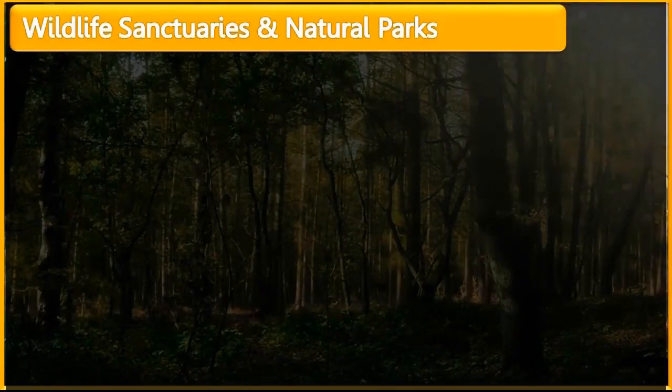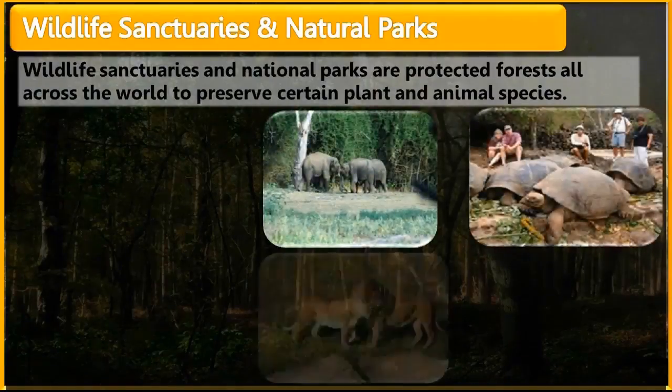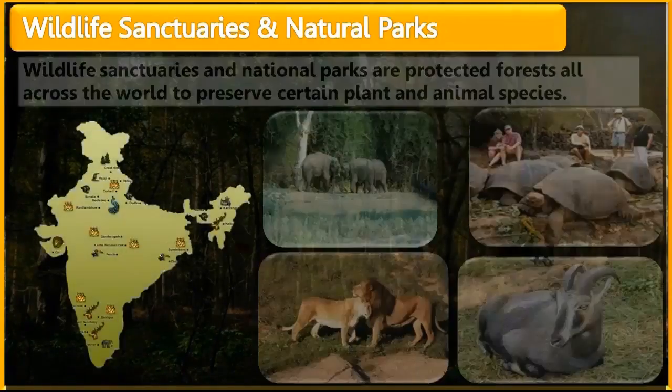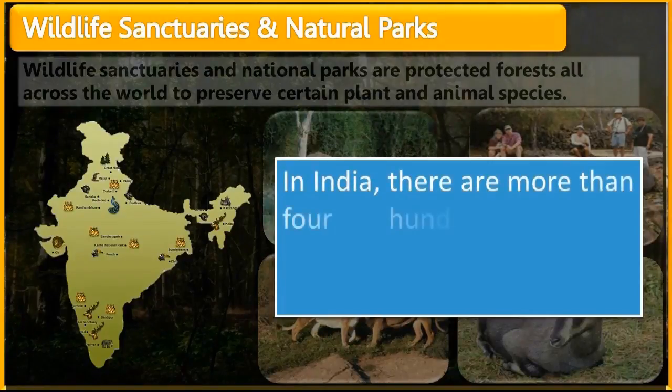Wildlife sanctuaries and national parks. Wildlife sanctuaries and national parks are protected forests all across the world to preserve certain plant and animal species. In India, there are more than 400 wildlife sanctuaries and about 100 national parks. Cutting trees and hunting animals in these areas is strictly prohibited.